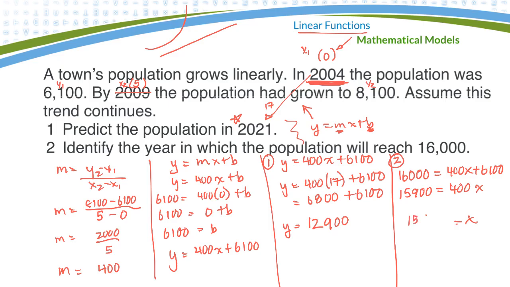So 15,900 divided by 400. So the zeros cancel. 159 over 4, it'll be about 40. 39.75, about like that. So that is how many years since 2004 it'll be. So if you add 2004 plus almost 40, it'll be in about 2044-ish. That's when the population will reach 16,000. I think I did that right. Okay, hopefully that helps you with that.